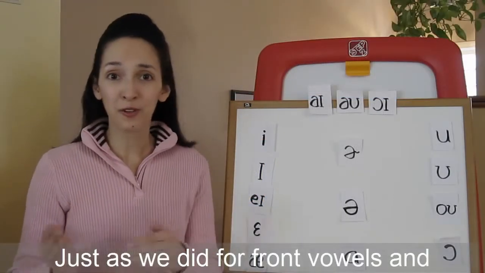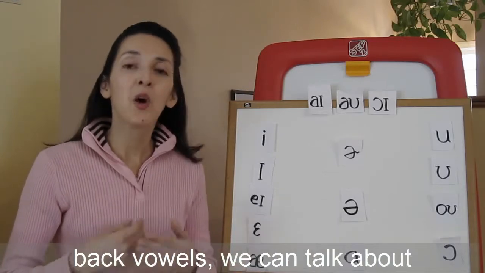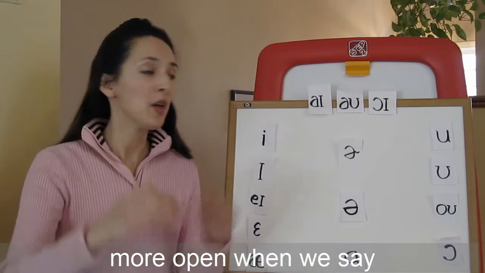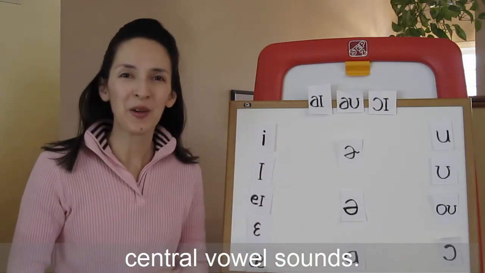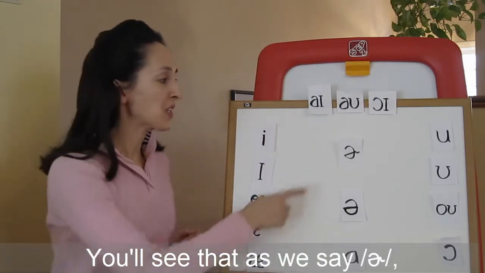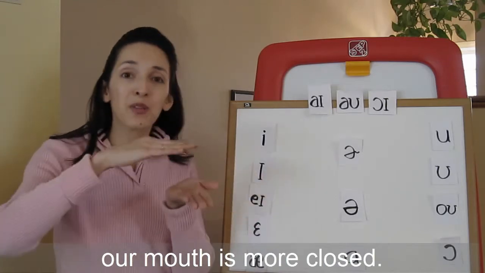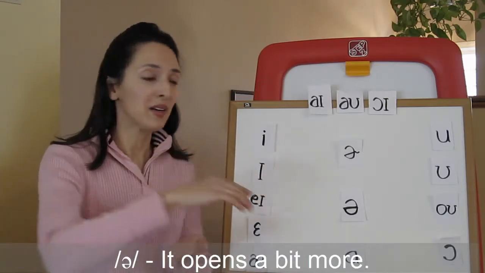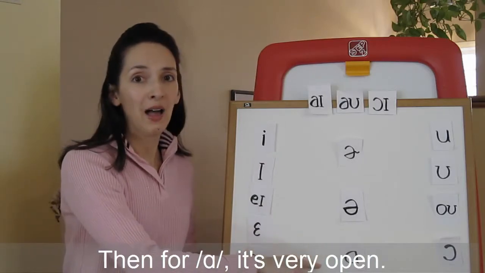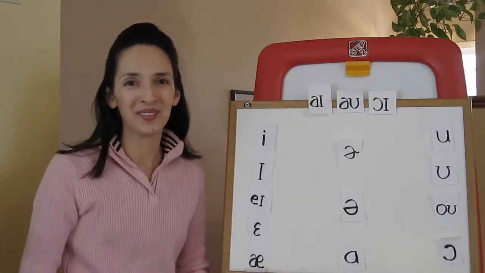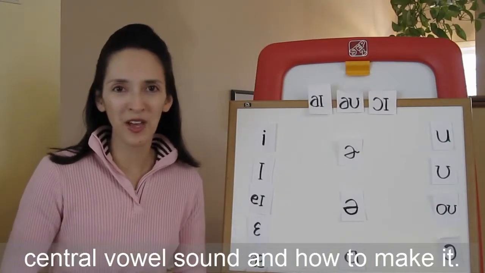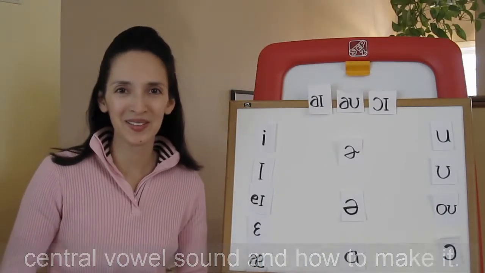Just as we did for front vowels and back vowels, we can talk about our mouth being more closed or more open when we say central vowel sounds. You'll see that as we say the first, our mouth is more closed. It opens a bit more, and then for the last it's very open. Now let's talk about each central vowel sound and how to make it.